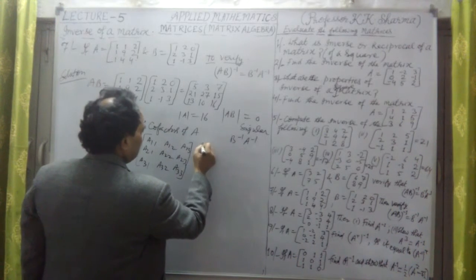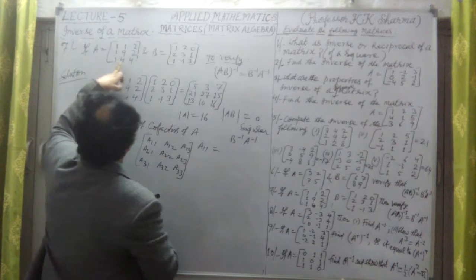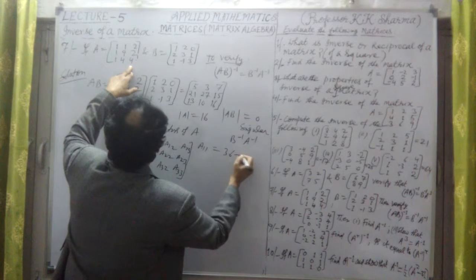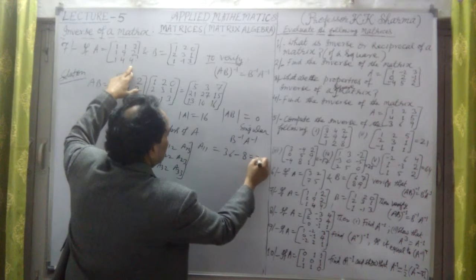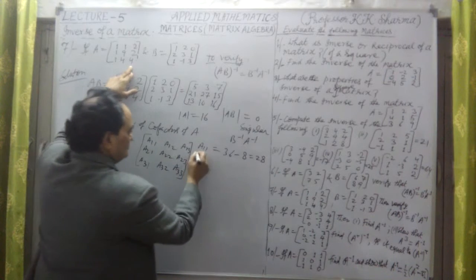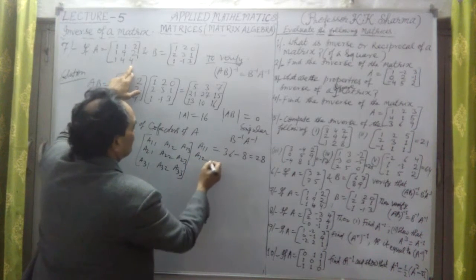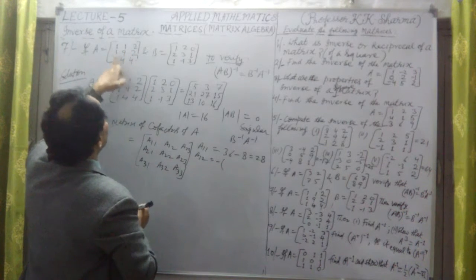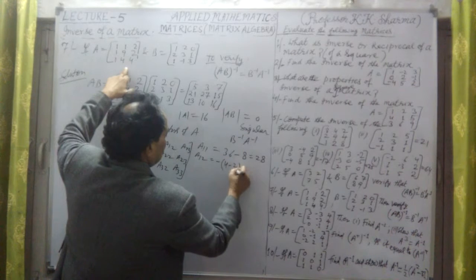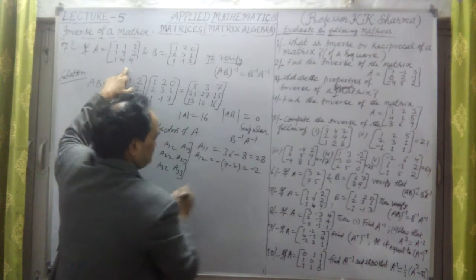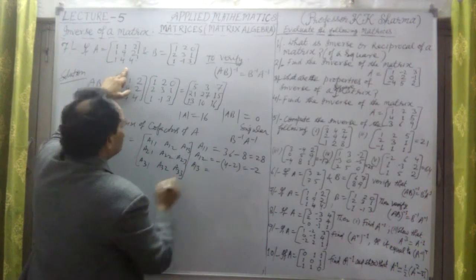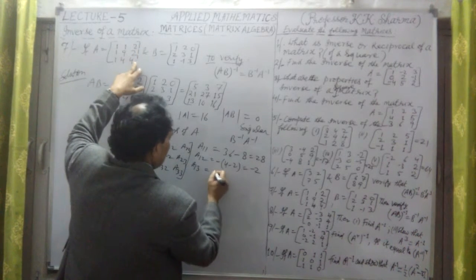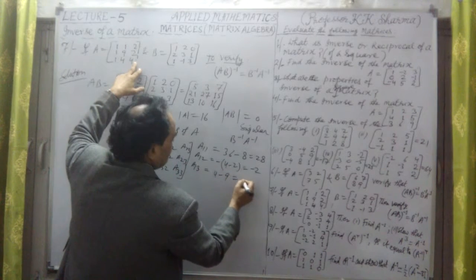Okay, so A11, let me calculate here. For A11, 9 times 4 is 36 minus 4 times 8 is 28 again. A12 is the cofactor of 1, with a negative sign. 4 times 1 is 4 minus 2 times 8, it is minus 12. Then A13, for 2 we have to find out. It is 4 times 1 is 4 minus 9. That means minus 5.